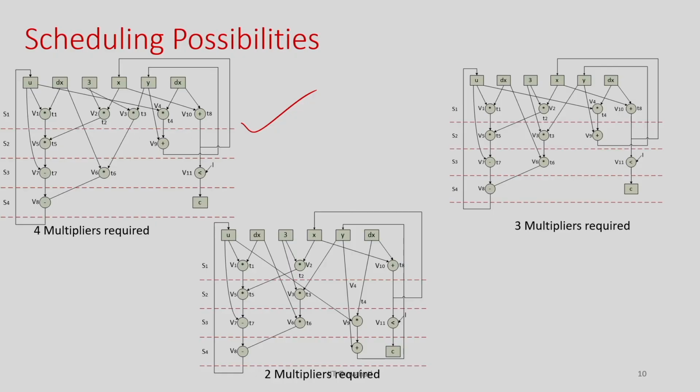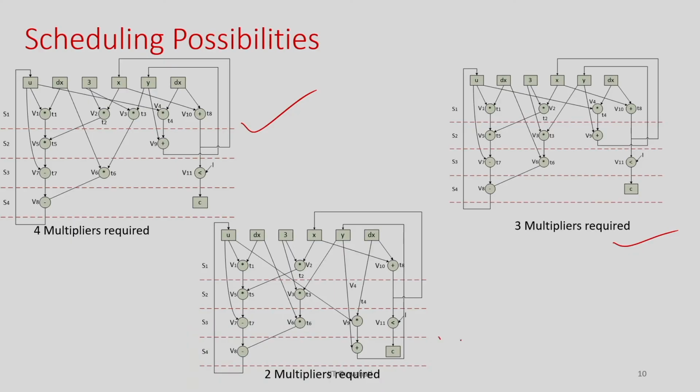Now, given a behavior, suppose I tell you that you use only 4 cycles to schedule it. You can have many scheduling possibilities. I have shown 3 scheduling possibilities here, and all of them satisfy the data dependency. Here all these data dependencies are satisfied.